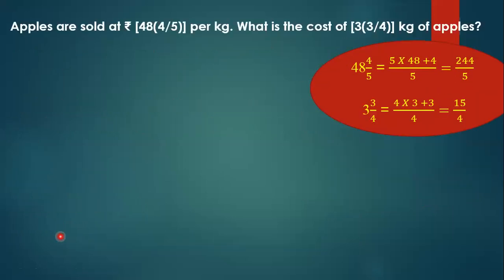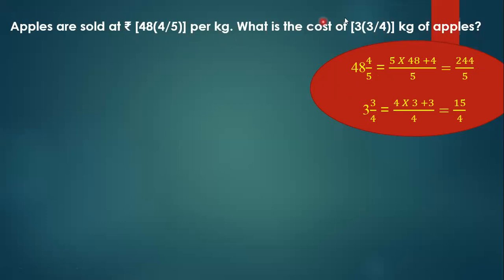Next we have: apples are sold at the rate of 48 4 by 5 rupees per kg. Again, children, as soon as I see a mixed fraction in the question, I tend to convert it into an improper fraction. How do we convert? 5 multiplied by 48 gives us 240. Remember the cyclic pattern I have been telling you right since the beginning. 5 multiplied by 48 gives us 240 plus 4 gives us 244.